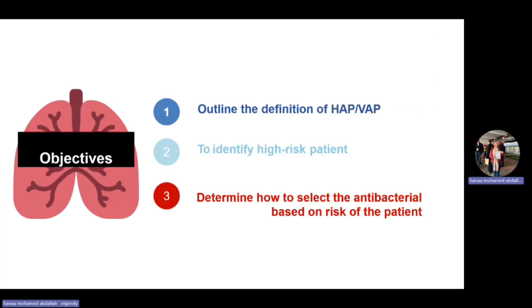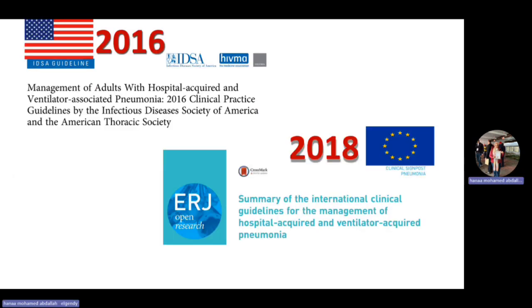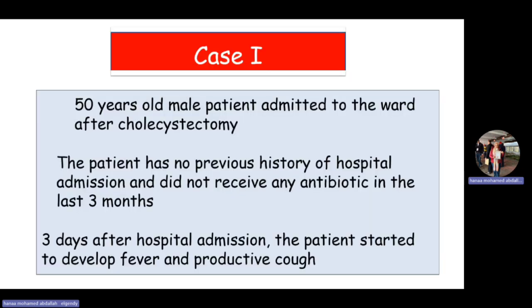We will discuss the definition of HAP and VAP, and we'll identify the high-risk patients and how to select the antibacterial for those patients according to their risk. All will be discussed according to the American and European guidelines in 2016 and 2018.